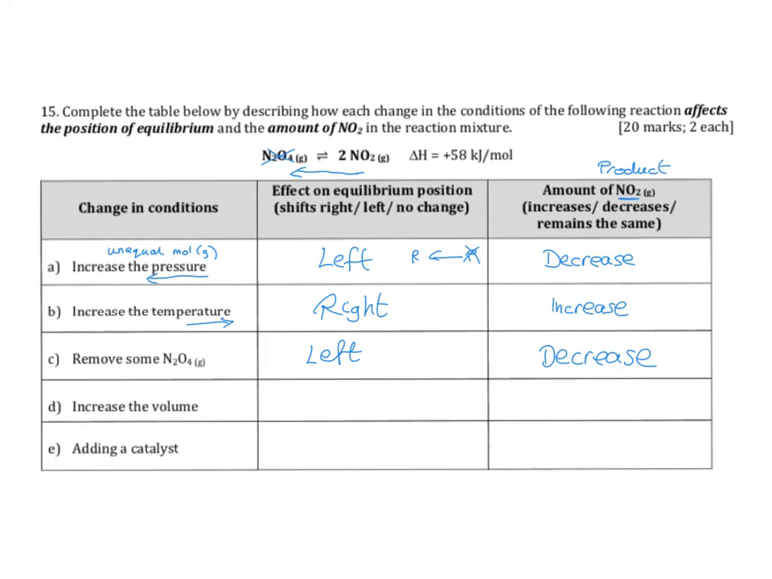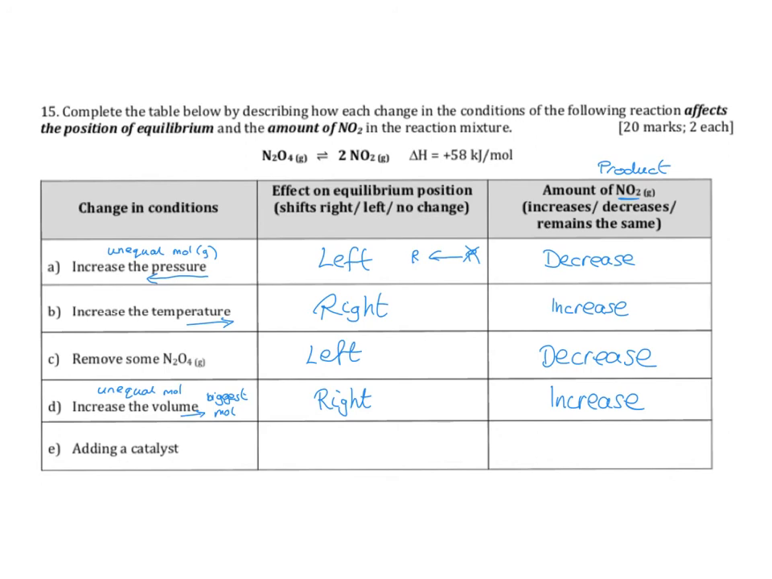Volume. Let's clear this up. Marvelous. Increase the volume. Increase the volume, also unequal moles. So if we increase the volume, we're going to move towards the biggest moles. We've already said that we've got 1 N2O4 and 2 NO2, so it's going to be moving towards the 2 NO2, which is to the right. So NO2 is going to increase.